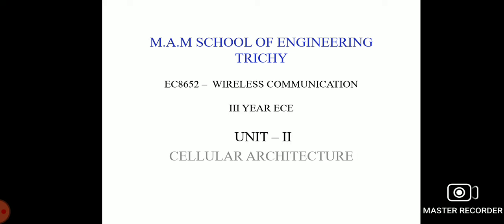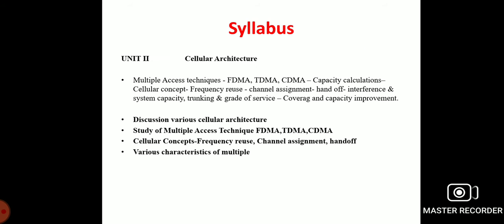EC8652 Wireless Communication. Today we are going to discuss Unit 2, cellular architectures. Now we are going to discuss the syllabus of Unit 2. In this syllabus, the cellular architectures, first of all, the multiple access techniques. What are the different types of access techniques? That is FDMA, TDMA, and CDMA. FDMA means frequency division multiple access, TDMA is time division multiple access, and CDMA is code division multiple access.